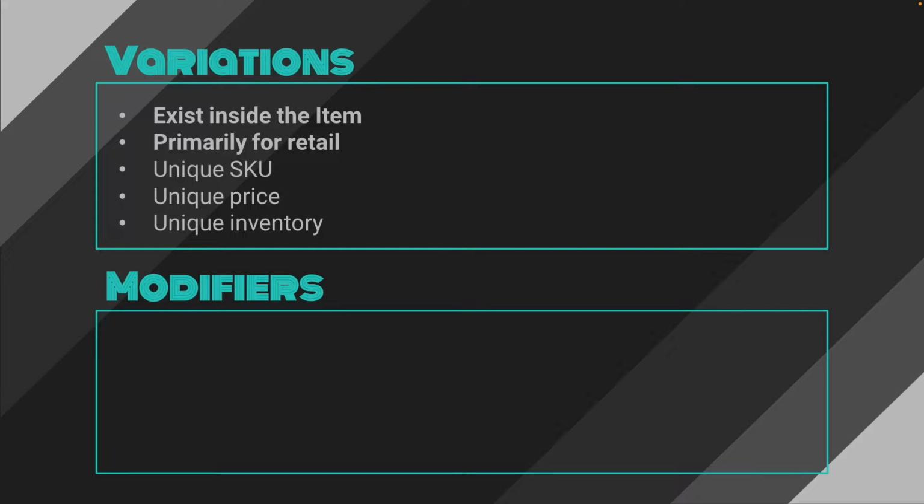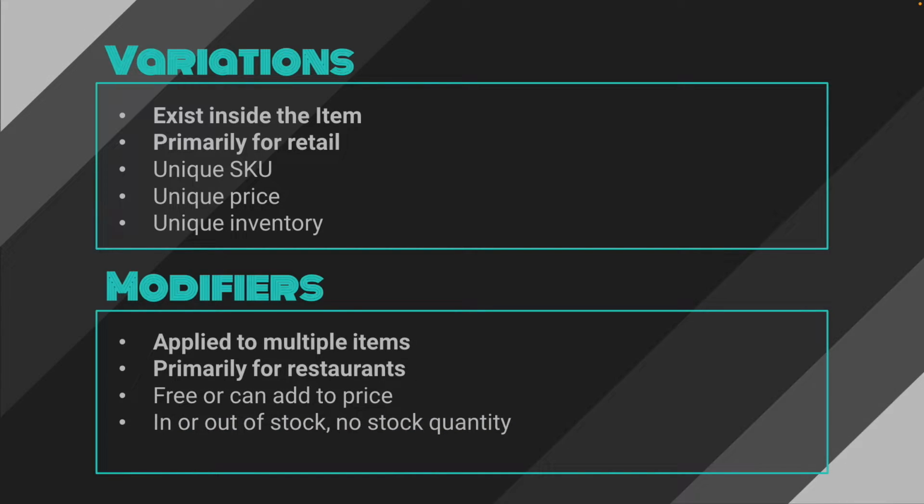Now, modifiers are unique in that they can be applied to multiple items without actually modifying the item in the back end. Now, this is primarily used for restaurants, and you'll see why in just a minute. Modifiers can be free or can add to the price of the item, and they are either in or out of stock. There's no stock quantity, but if you at your restaurant run out of tomatoes to put on burgers, you can mark it as out of stock and make it not selectable.